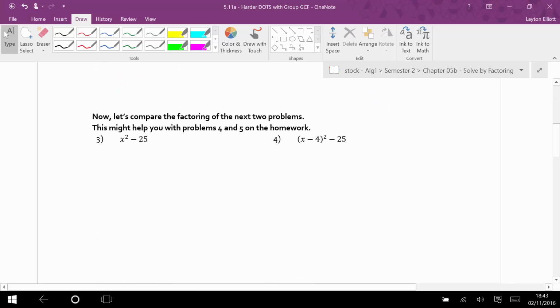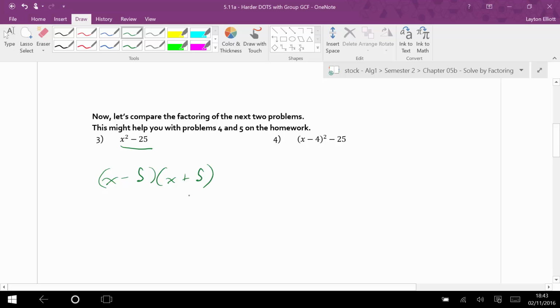Now, move on to numbers 3 and 4. We're going to compare the factoring of the next two problems, and this might help you with problems 4 and 5 on the homework. So these are not completely identical, but they are similar. This first one is a classic difference of two squares. If I factor it, it factors into something minus and something plus, and I got x and 5 and 5, and that one's done. That's pretty easy.